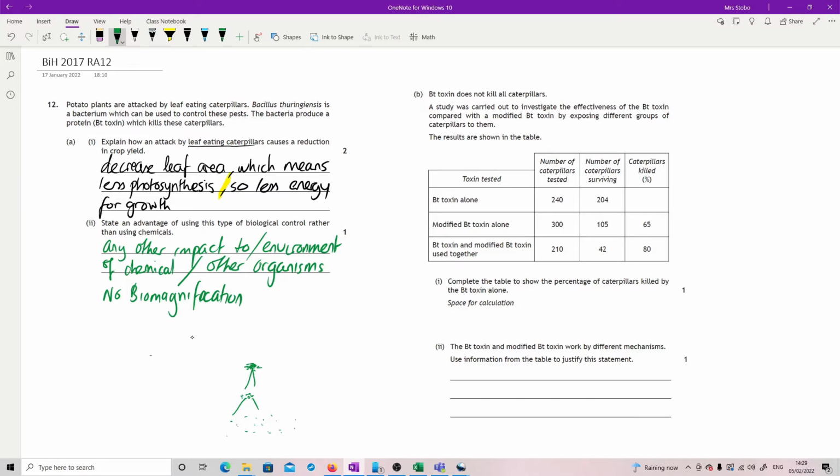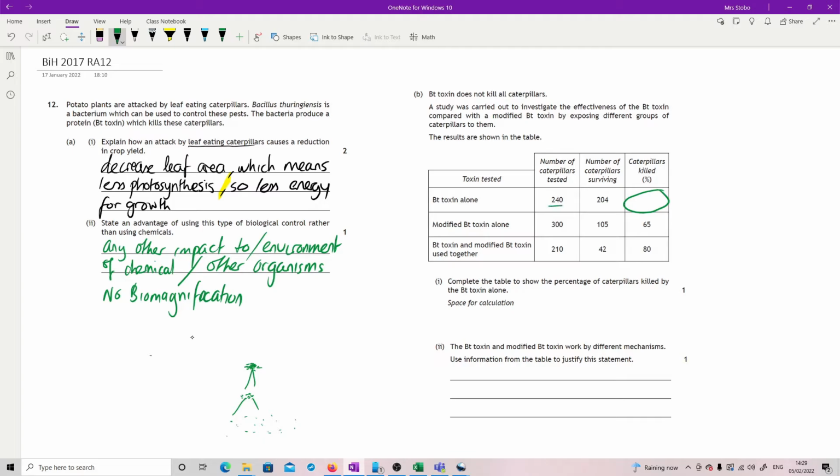A study was carried out to investigate the effectiveness compared with the modified BT toxin by exposing different groups of caterpillars to them. Results are shown, so we've got the number tested, number surviving, percentage killed, BT toxin alone, the modified alone, both being used together. Okay, complete the table to show the percentage of caterpillars killed by the BT toxin alone. So we're looking for this number here.